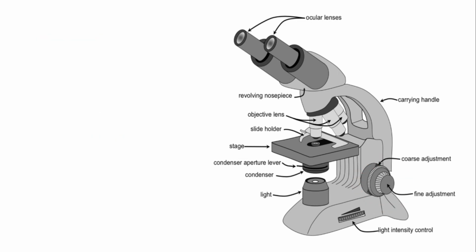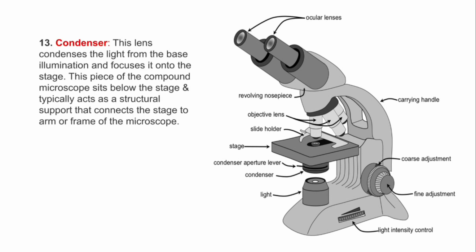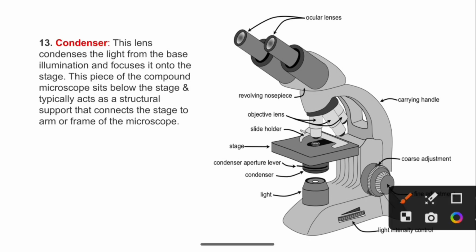Next one is condenser. Students, this is a condenser. This lens condenses the light from the base illumination and focuses it onto the stage. This piece of the compound microscope sits below the stage and typically acts as the structural support that connects the stage to the arm or frame of the microscope.